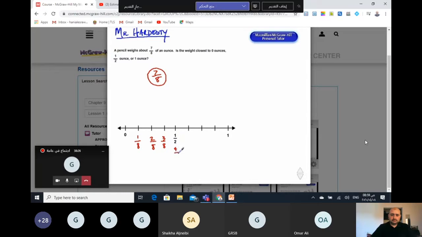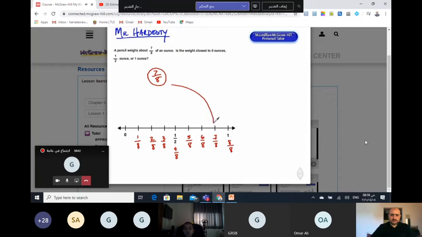1/2 and 4/8 represent the same place. 5/8, 6/8, 7/8, and then 8/8 would be 1. We can see 7/8 right here, and as we're rounding, comparing to 0, 1/2, or 1, it is clearly closest to 1. So we would round and say 7/8 is closest to 1 ounce.